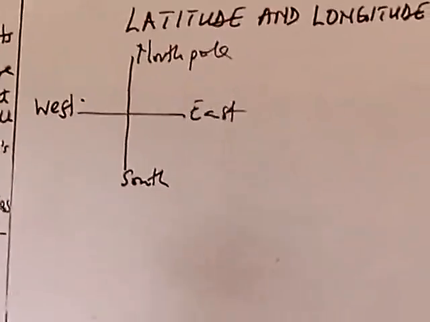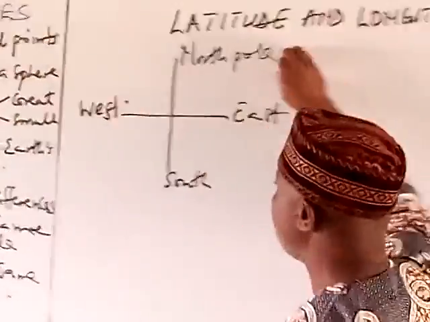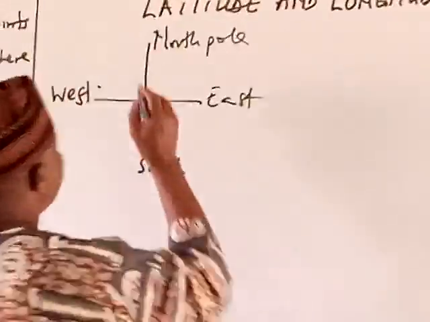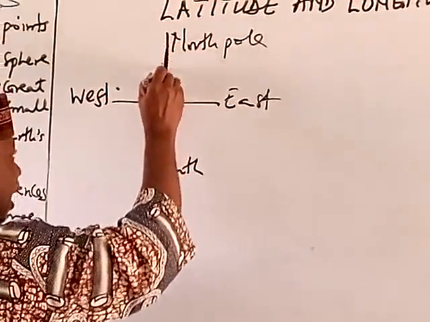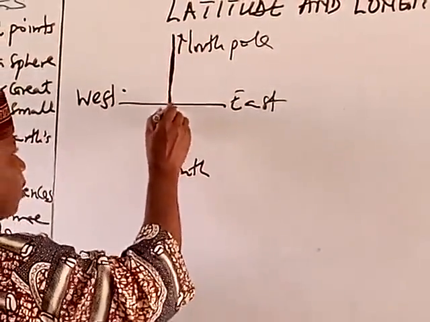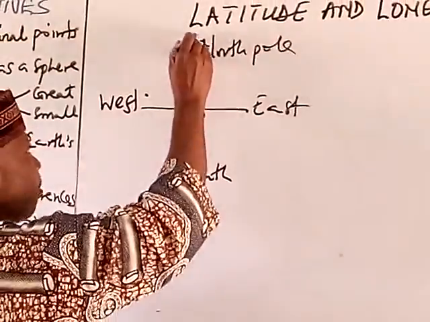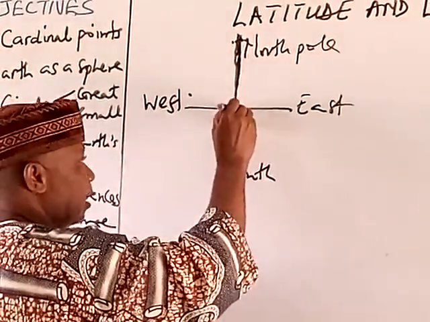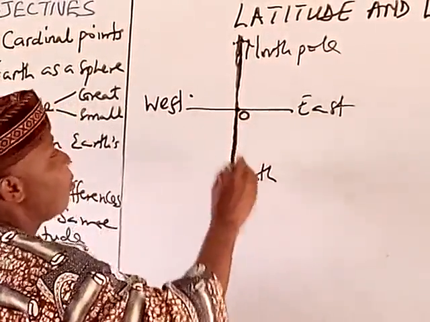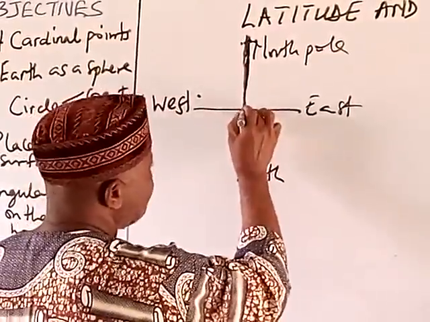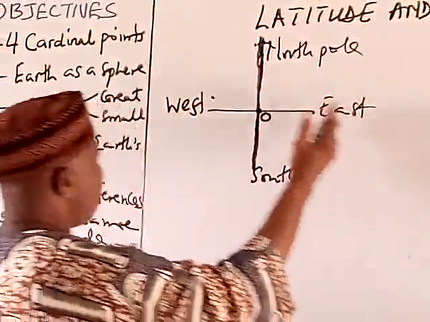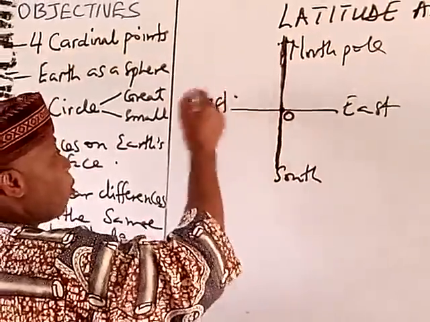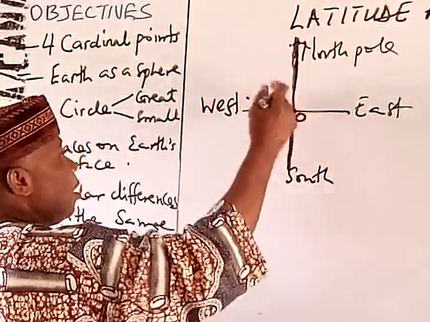Now, as you know, the north pole is the vertical axis, moving from the center to the upper part, while the southern pole moves from the center, that is the origin here, to the lower part, while the eastern part moves from the center to the right side, while the western pole moves from the origin to the left.